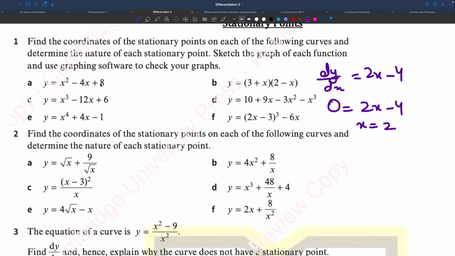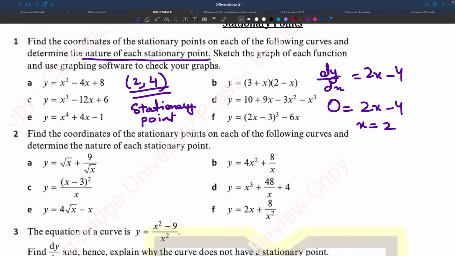When x is 2, what is the value of y? 2 squared is 4, 4 minus 8 minus 4, that is -4, right? These are the coordinates of the stationary point. Why? Because at this point, the dy dx was 0. That's the first bit. The second bit is determine the nature.